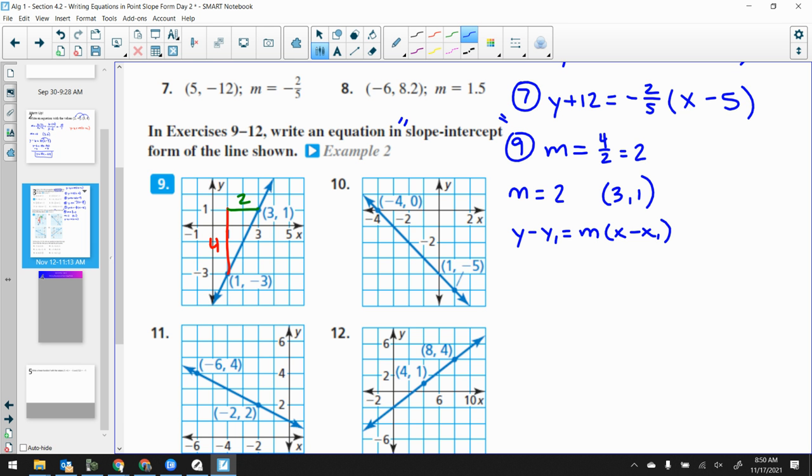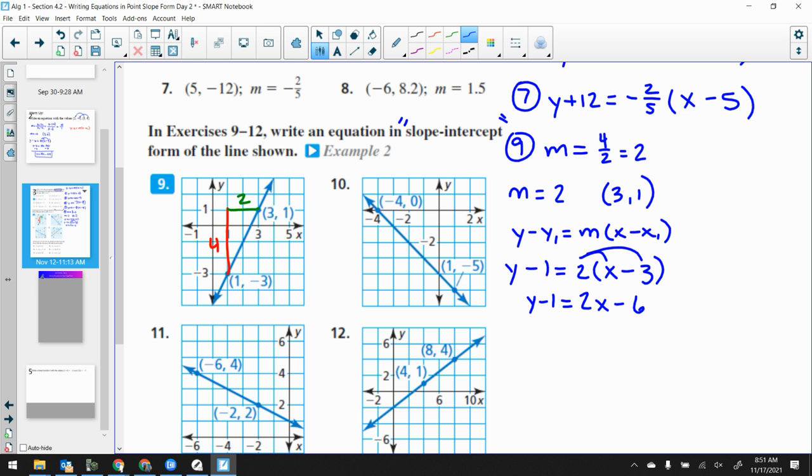Thank you. Okay, so, Izzy, we got 3 comma 1. Now, I'm going to say y minus what? 1. Good. Is equal to 2, and then x minus 3. Very good. Now, I need to solve this for y. So I need to distribute it in. Distribute the 2. 2x minus 6. You follow me so far?